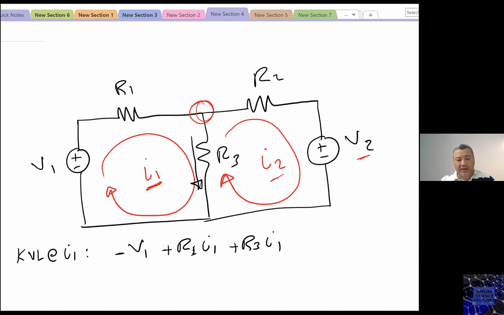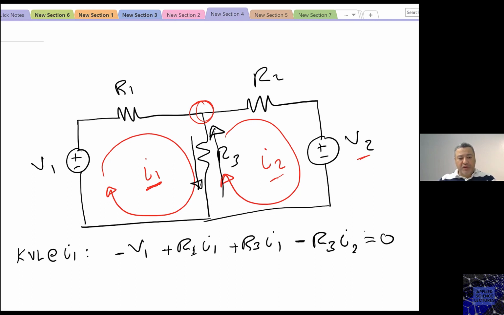Now let's look at I2. Looking at I2, I can see that I2 is going in the opposite direction. Look at I2, going from the bottom up. That's why when I write the KVL, taking I2 into consideration, I write it as minus R3 I2, and then equals to 0. Okay? So this is how we write the mesh equation.